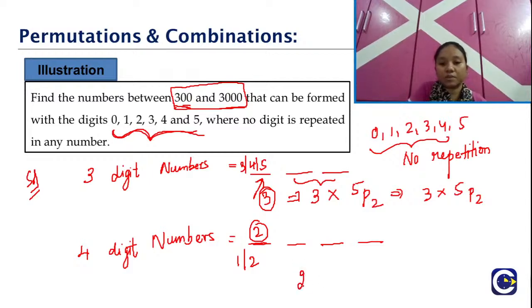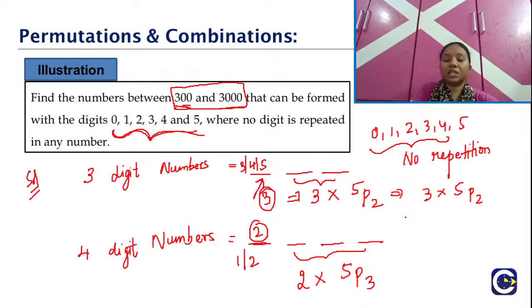1 or 2. So it will be 2 into. So 1 will be already fixed here amongst these two. So the remaining numbers will be arranged in these 3 places. So it will be 5p3. Right. So now for the total numbers we have to add these two, because only one of them will be formed. They won't be happening simultaneously.